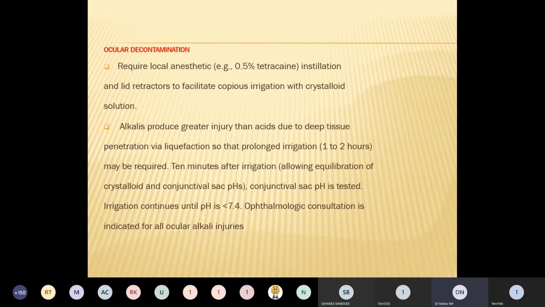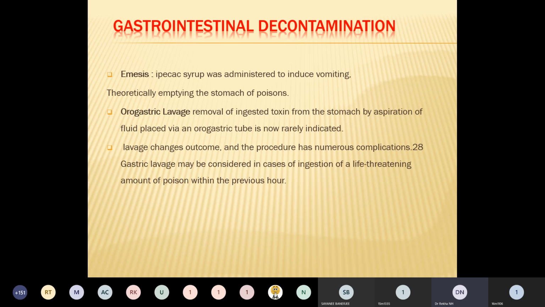Alkali burns produce a greater injury than acid burns due to deep tissue penetration by the alkalis and liquefaction, which causes necrosis. So prolonged irrigation, 1 to 2 hours, may be required in case of alkali burns.